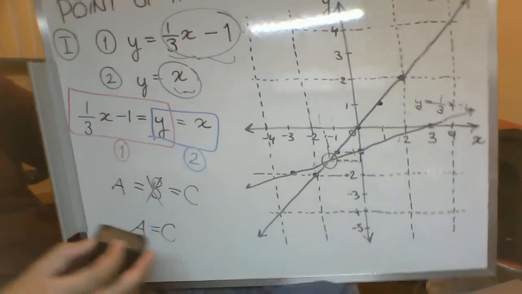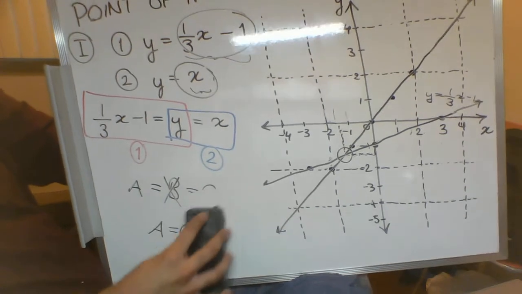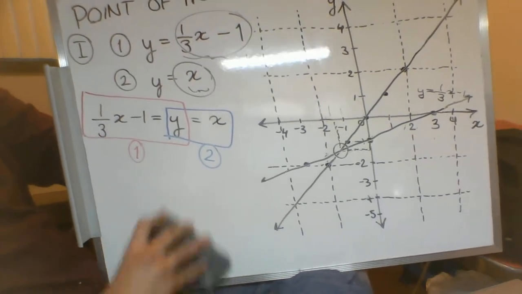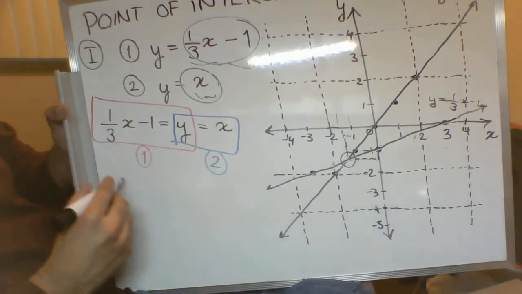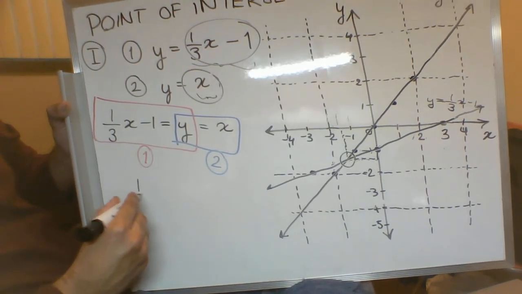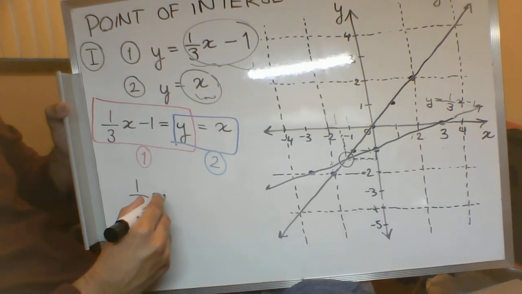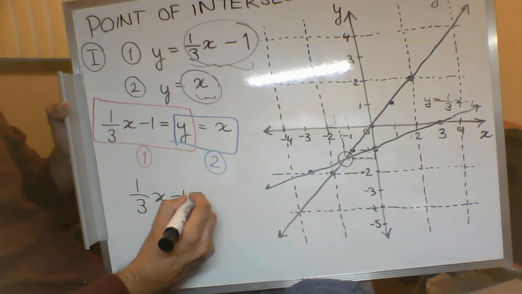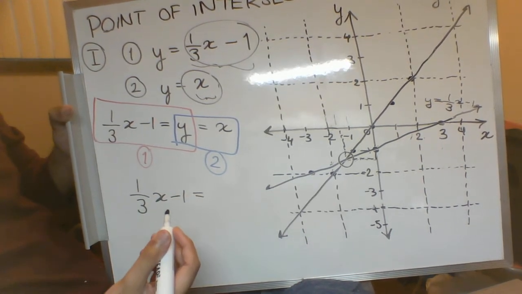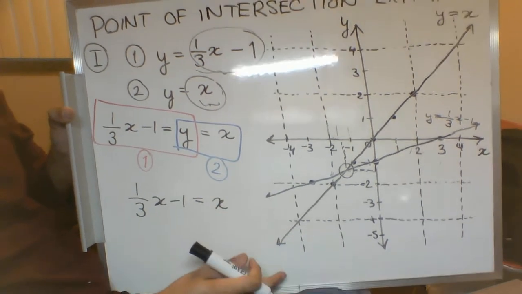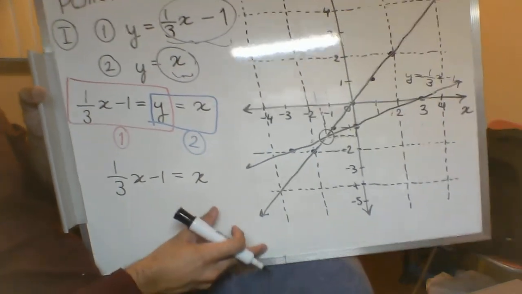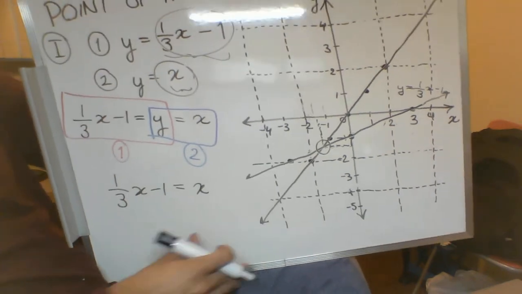What I'm going to do next is get rid of that y because it's causing us some problems right now, because we can't solve anything. I'm just going to say that the right-hand side of equation 1, so this 1/3 x minus 1, is equal to the right-hand side of equation 2, which is x. All right, so hopefully that makes sense.